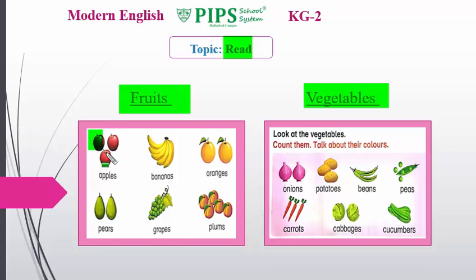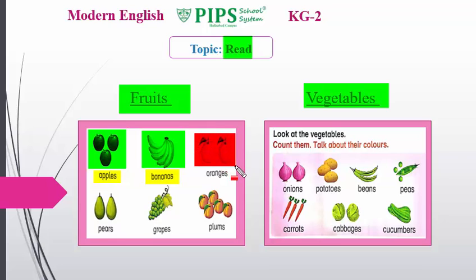So first one is apples, and here are the spellings of apples. Next one is bananas, and here are the spellings of bananas. Third one is orange, and here are the spellings of orange. Fourth one is pears, and here are the spellings of pears.